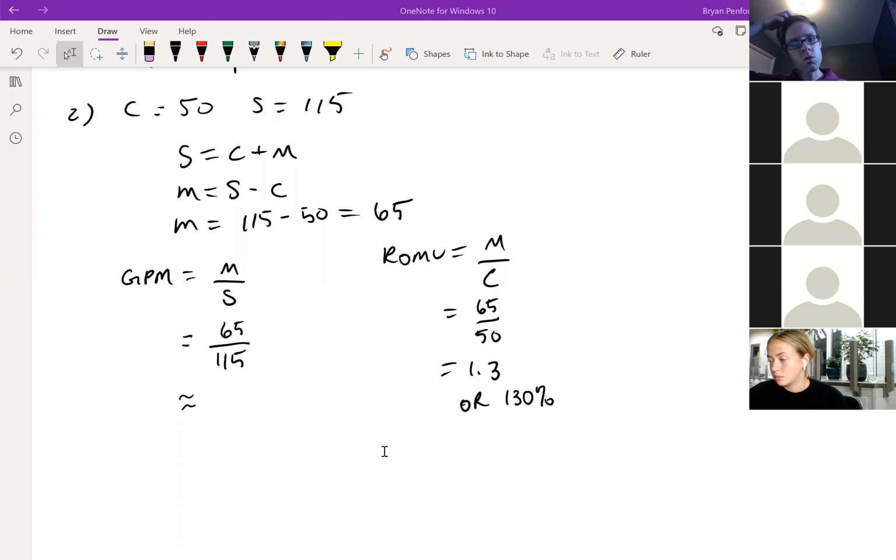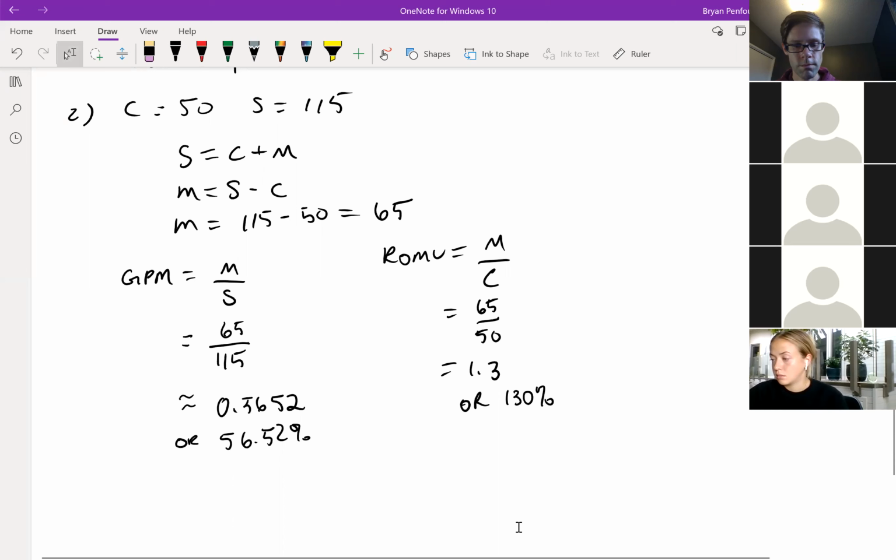And quite often I don't require units either on the test. So that's just another thing to be mindful of. What did we get? I think Fiona had the right answers, like 5652. Is that what we get for this other one? 5652. Okay, great. So those are our GPM and ROMU for this particular question.